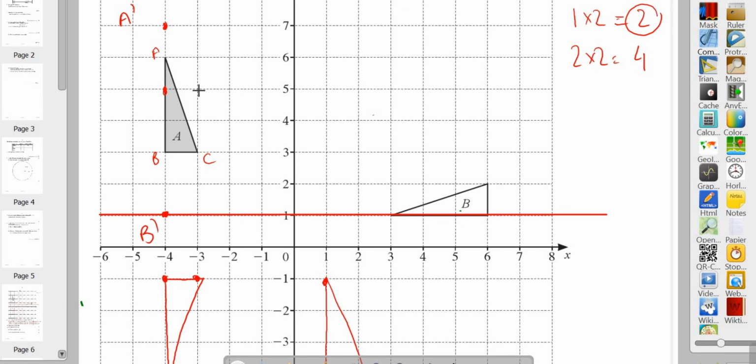C is 1 unit right. So 1 multiplied by 2 is 2. And it's 2 units down. So 2 multiplied by 2 is 4. So we will go 2 units right, 1, 2, and 4 units down, 1, 2, 3, 4. So the enlarged triangle would be like this.